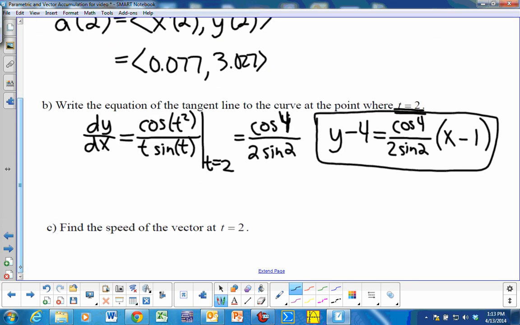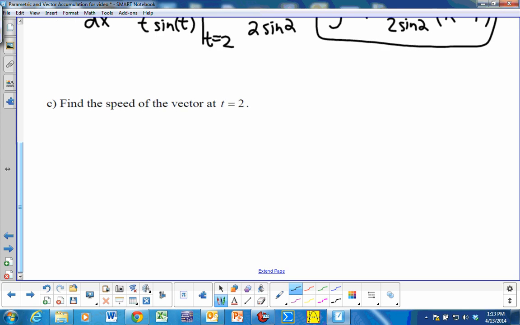Okay, C, I think, was actually back there. That was on the next page. Now we want to find the speed of the vector at time t equals 2. And actually, it's not vector, it should say object. So let's change that. We want the speed of the object at time t equals 2. Remember, speed just means absolute value, norm, whatever you want to call it. We want that at 2. So double bars for the magnitude, or speed, of the velocity vector.